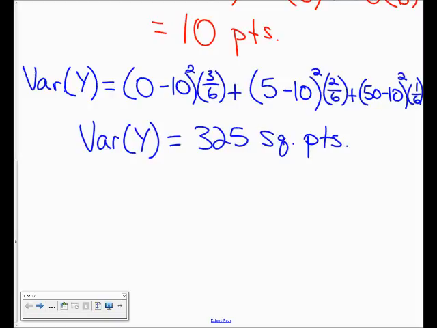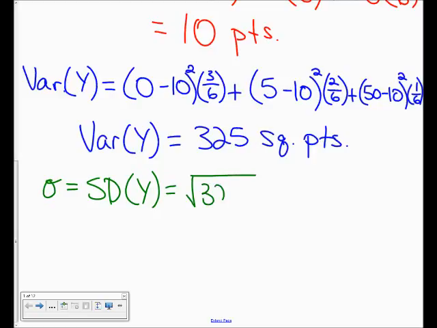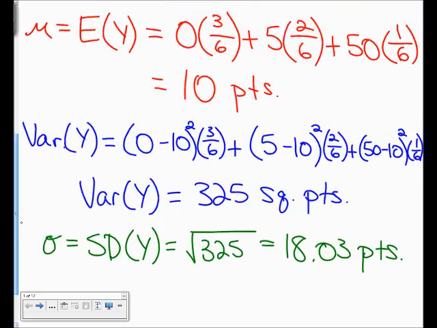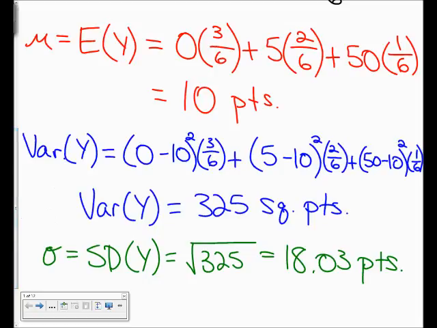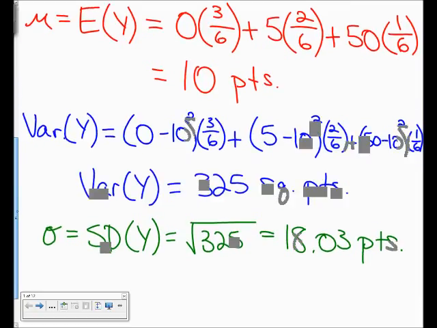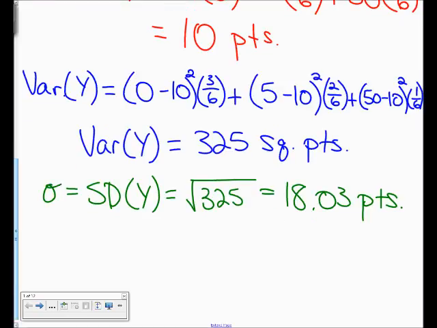So if you remember how to find the standard deviation, we're going to go ahead and take the square root. You can use sigma if you want, or you can use the standard deviation, SD of y. Either one's fine. So that's equal to the square root of 325, which, if you round, is about 18.03 points. So the expected value of points each time I play this game is 10, and the variability of that, the standard deviation, is about 18.03.